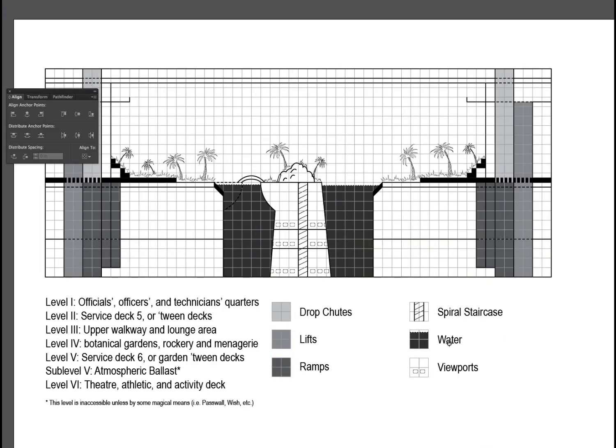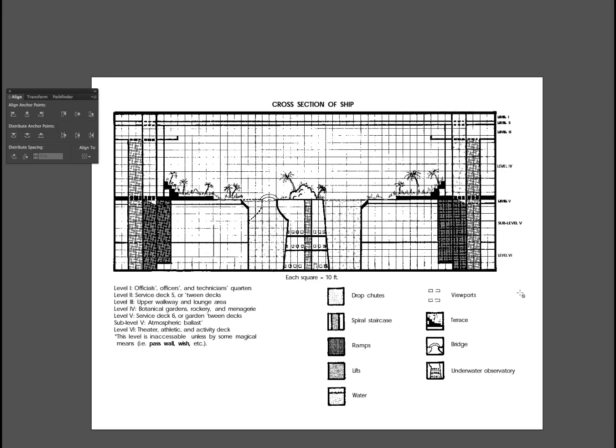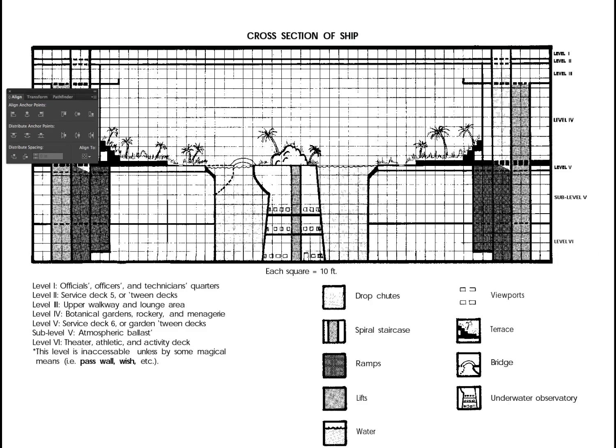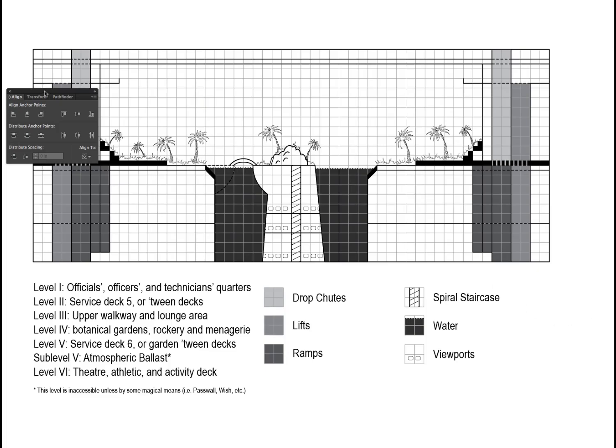Yeah, there is a note here: sublevel 5 is what they call atmospheric ballast, and this level is inaccessible unless by some magical means like pass wall, wish, etc. And there we go. This is the starting point. And this is what we ended up with. So it's a little cleaner. This will print a little better, I hope. And this is how I draw a map using Illustrator.